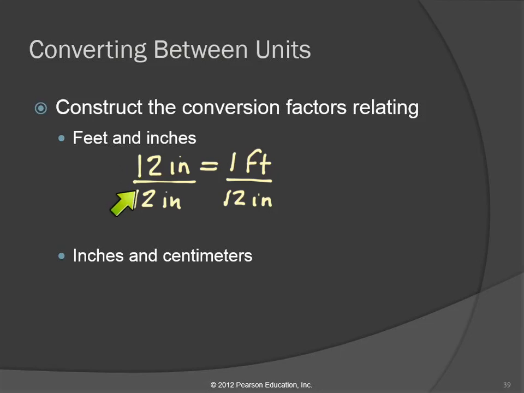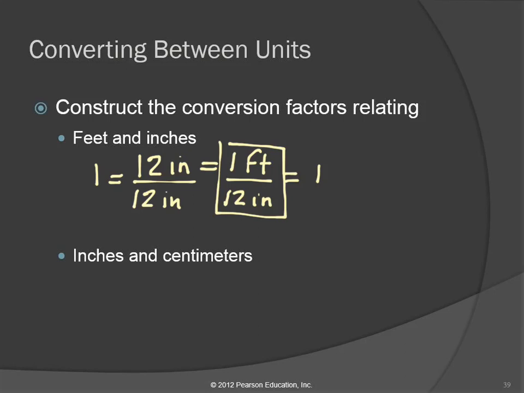What does 12 inches divided by 12 inches equal? 1. So that means that 1 foot divided by 12 inches is numerically equal to 1. You believe it? That's a conversion factor. We take the equivalent statement, we divide by one of the quantities on both sides, and then here is our conversion factor right there. It is numerically equal to 1.